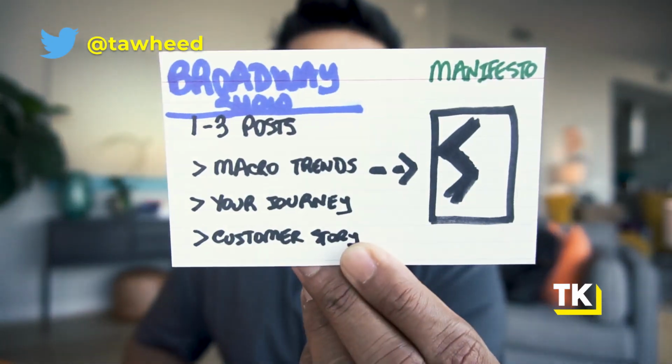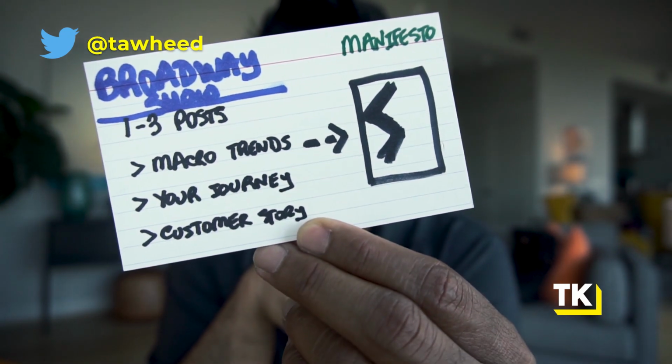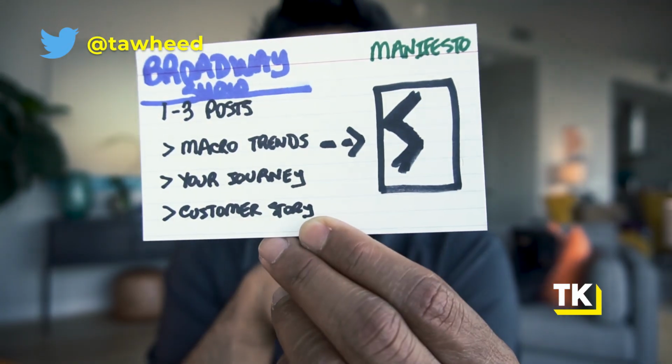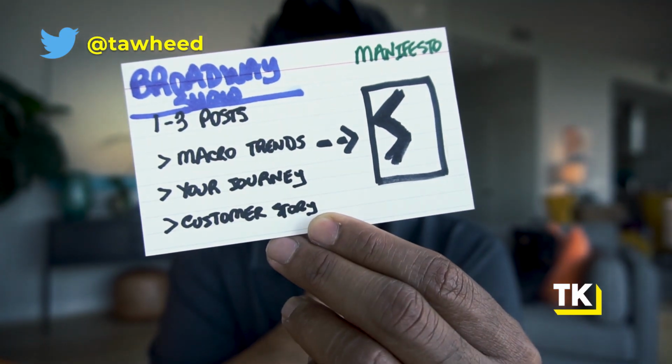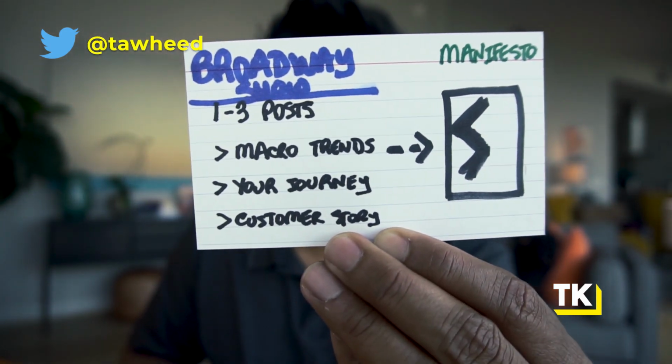How does that come together? The way that comes together is that you do, and this is you as the brand, not your company, but you, because you're the leader and you're running the Unstoppable Sales Funnel. You do 1 to 3 posts every week. And the 1 to 3 posts can either cover a macro trend related to your ICP, or it can cover your personal journey as a leader of this movement, or a customer story from an actual conversation you had. So you do these 1 to 3 posts and they always link to your manifesto.